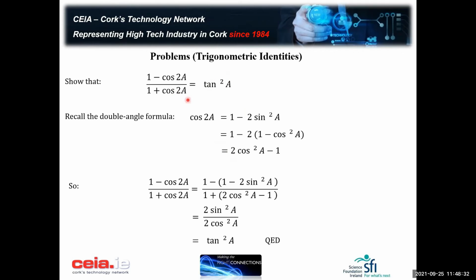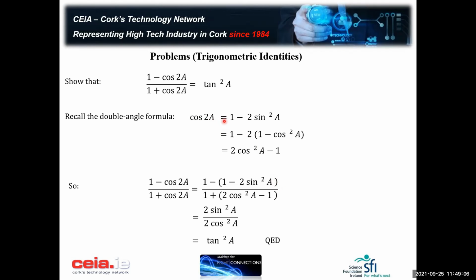In this case, you can see that the left-hand side contains functions of 2a, but the right-hand side, which you're trying to end up with, only has a function of a in it. So that's a clue that you should try to replace the function of 2a with a function of a, or functions of a. So this is where these cos 2a double angle formulas come in.